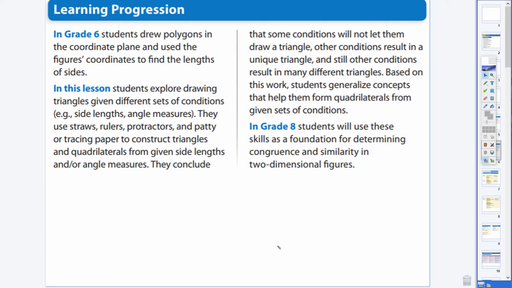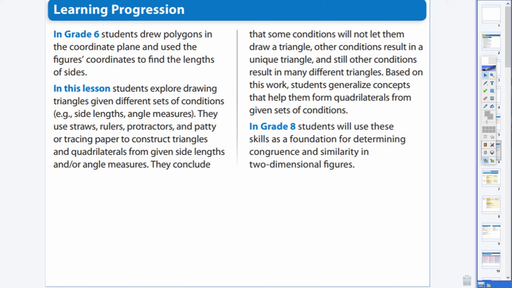Learning progression. In grade 6, students drew polygons in the coordinate plane and used the figure's coordinates to find the lengths of sides. In this lesson, students explore drawing triangles given different sets of conditions, side lengths and angle measures. They use straws, rulers, protractors, and patty tracing paper to construct triangles and quadrilaterals from given side lengths and/or angle measures.